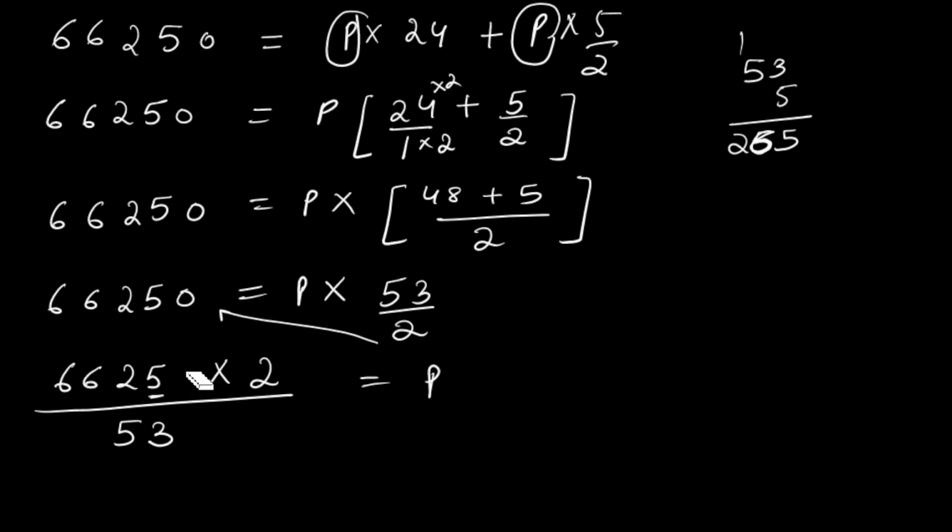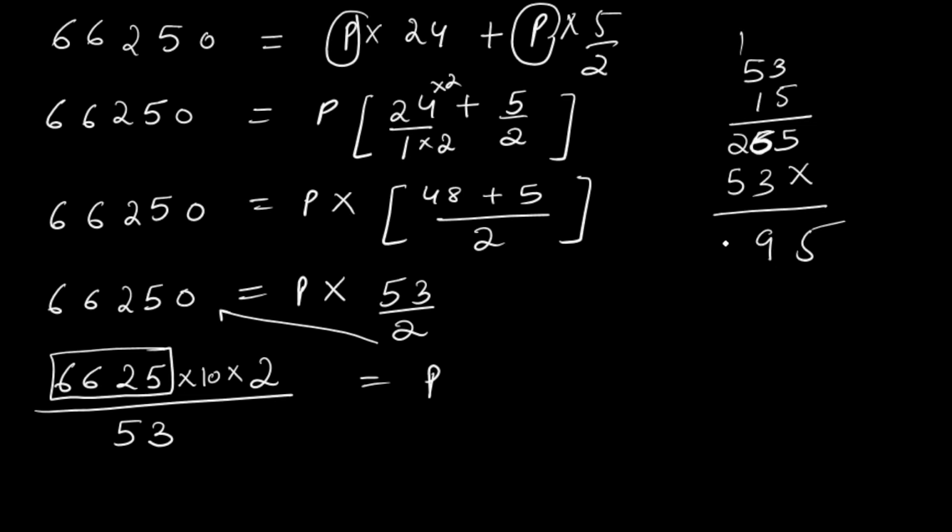See, instead of writing 0 here, let us write 10 into 2, because this number we have to get on 53. We will multiply because 3, if we multiply with 5, at the unit place we will get 5 only. So 265 we are getting. You can try with 15. With 15, you will get 795. Still that we don't want.